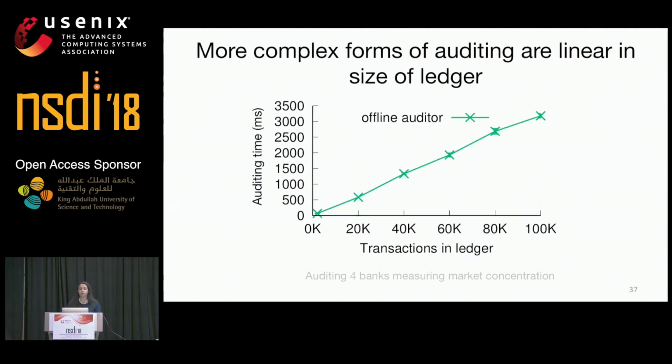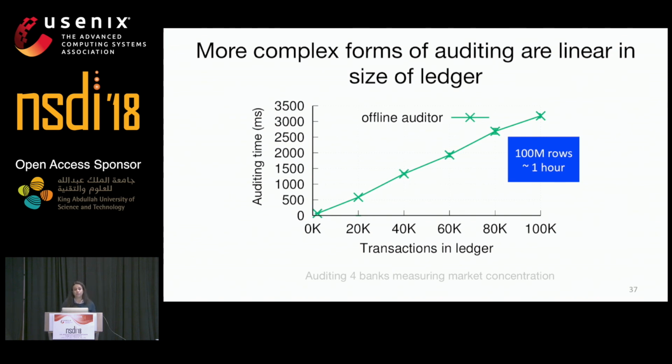More complex forms of auditing are linear in the size of the ledger. So we see here that for a ledger of 100,000 rows, it takes about 3.5 seconds for the auditor to compute a more complex measurement. If we extrapolate this out to a ledger with 100 million rows, it would take about an hour.